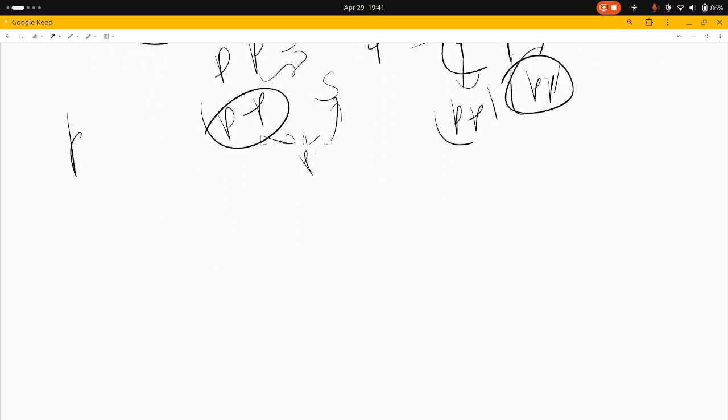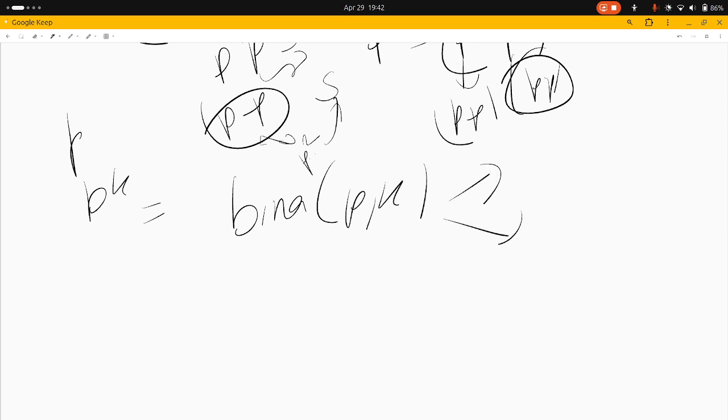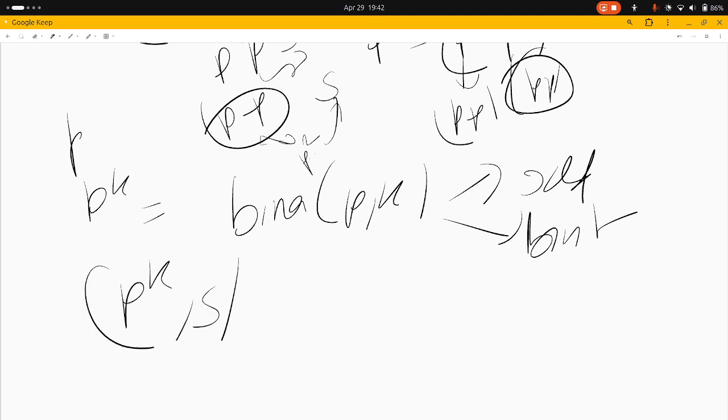So if P power k should be calculated, it would be very easy with binary exponential of P given k. The algorithm is the same, whether it's the even-odd algorithm or the bit manipulation algorithm. So this can be used to directly compute the sequence for P power k and S.